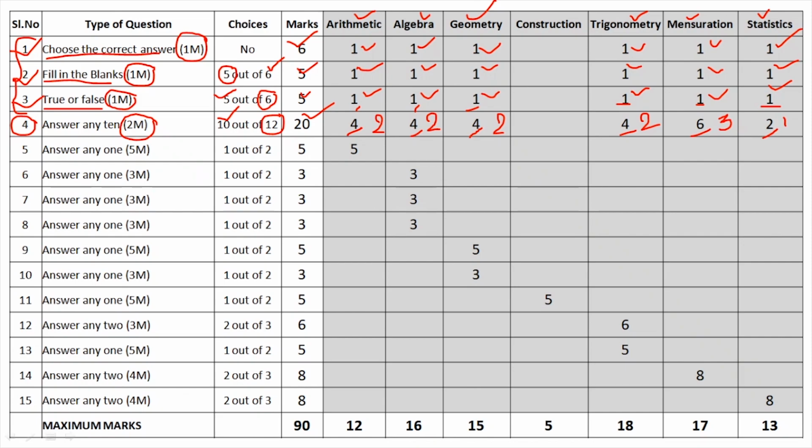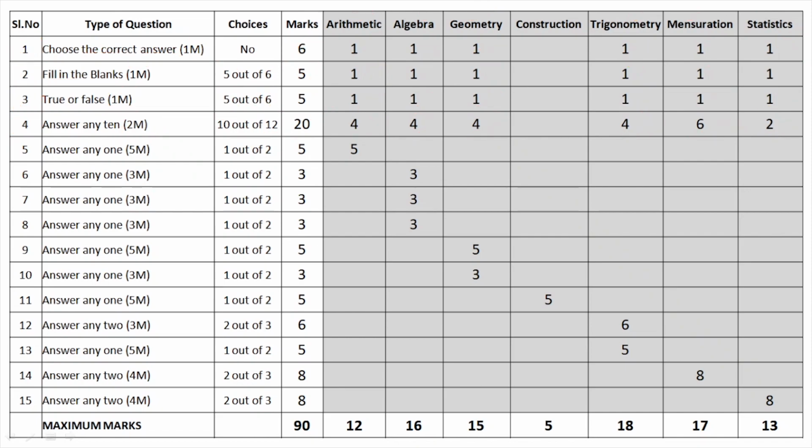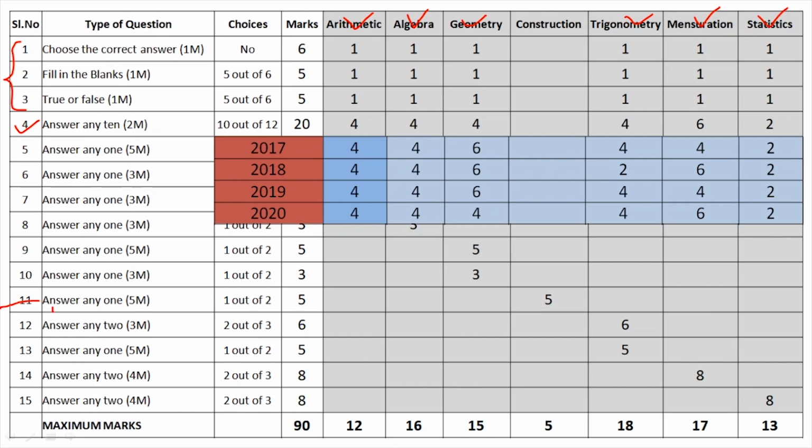This may vary from time to time. From question number 1 to 3 it remains the same. That means there will be 1 question each from arithmetic, algebra, geometry, trigonometry, mensuration, and statistics. But for question number 4 it may vary from time to time. In 2017 there were 2 questions from algebra, so 4 marks.